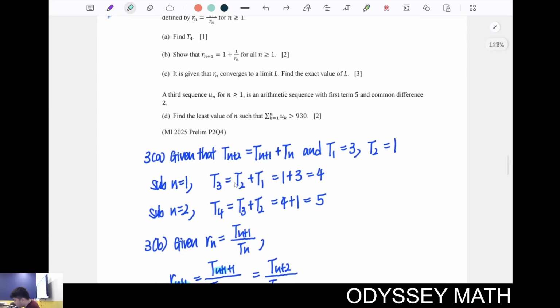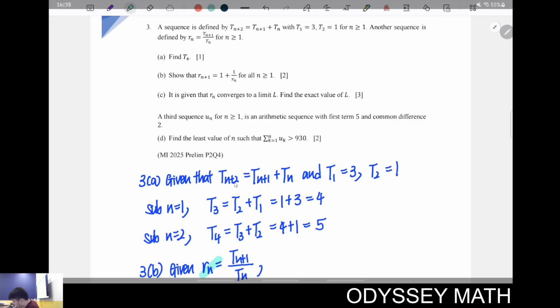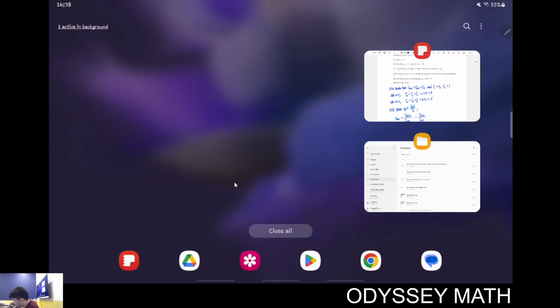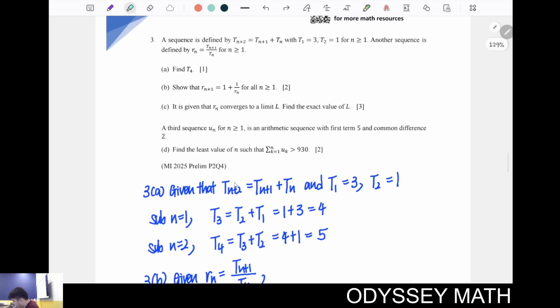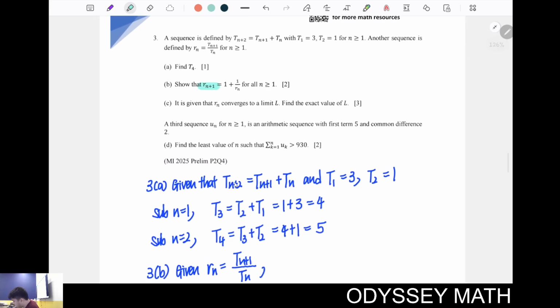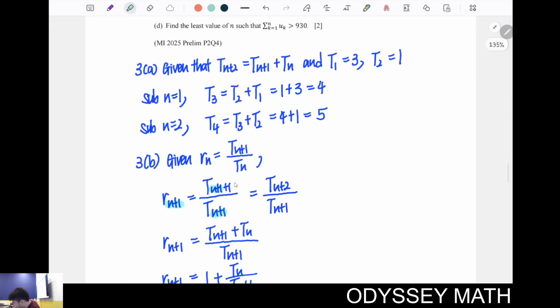Now 3b, show that Rn plus 1 equals to 1 plus 1 over Rn for all n greater than or equals to 1. So first thing first, we want to show this. Now, we only have this information, so we start from here. Given that Rn equals to Tn plus 1 over Tn, we have Rn plus 1 should be Tn plus 2 over Tn plus 1, agree? So basically replace the n here with n plus 1.